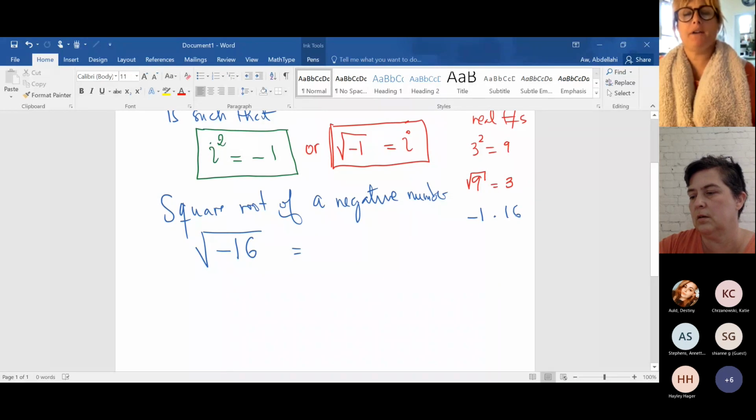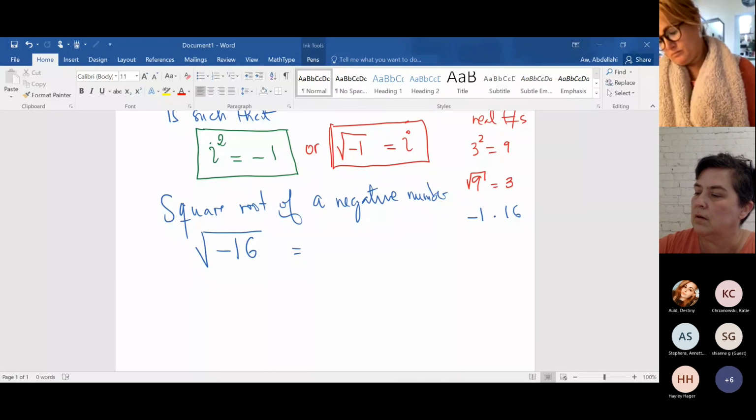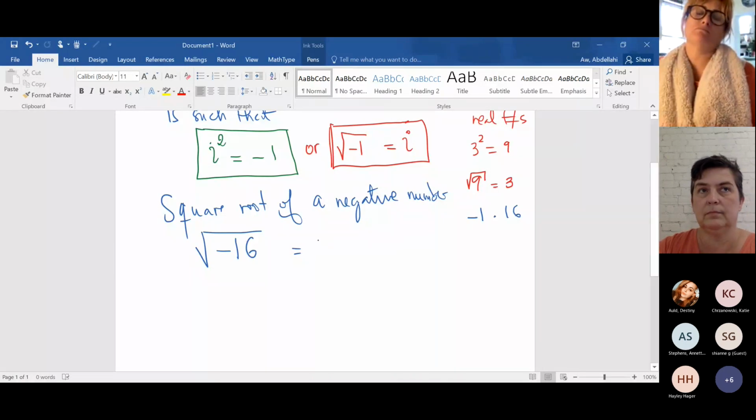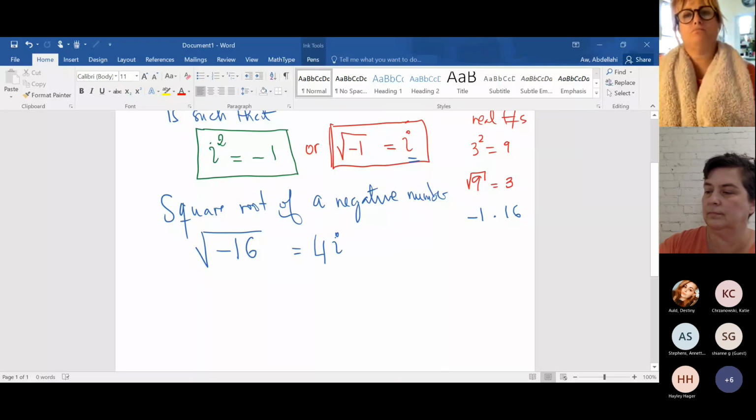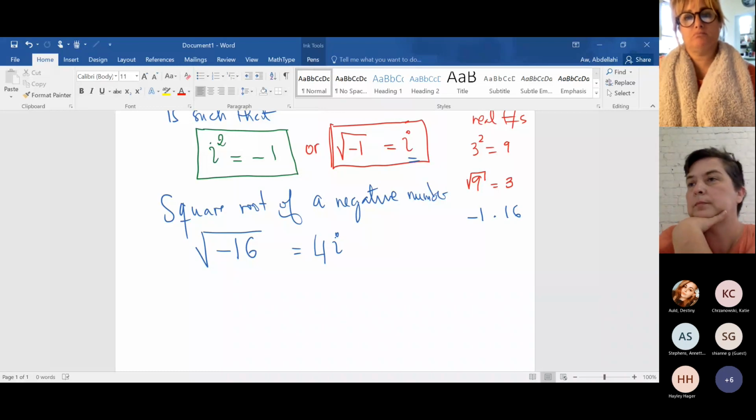So is it 4i? Thank you, 4i. Very good. Because the 16 will give me 4, and the -1 will give me i. So it'll be 4i. From today, every time you see a negative number inside the square root, you have to know it's going to generate an i. Every time you see a negative number inside the square root, it hides an i. The square root of -16 is 4i.